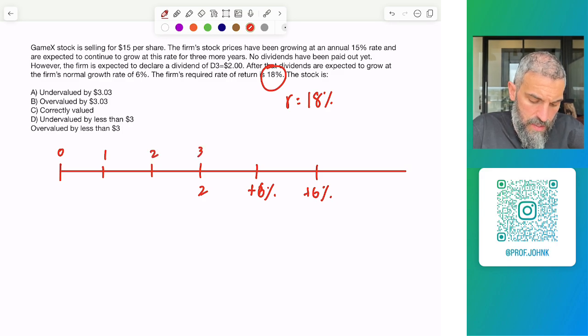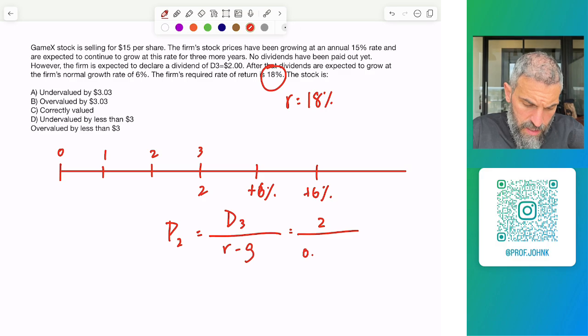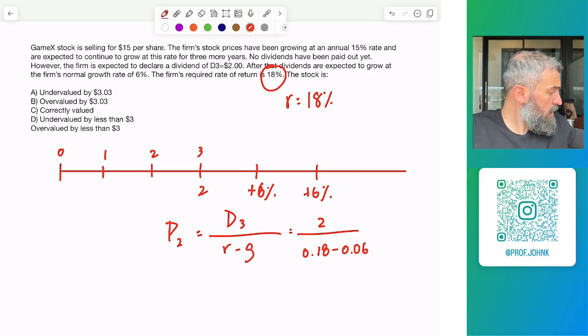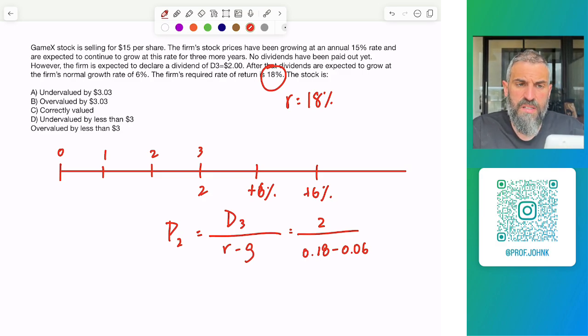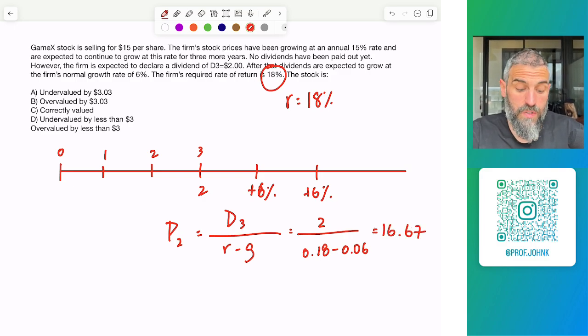So your first step, we're going to use D3 in the constant growth DDM formula. So D3 divided by your rate minus your growth rate. And that'll give me the price in year 2. So that'll be $2 divided by the rate minus the growth rate. 2 divided by 0.18 minus 0.06 is 16.66, or 16.67. So that would be the price 2 years from now.